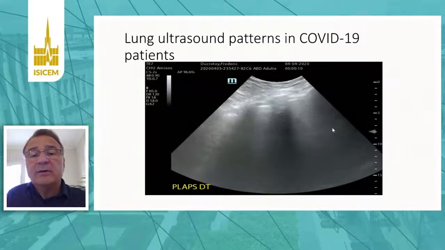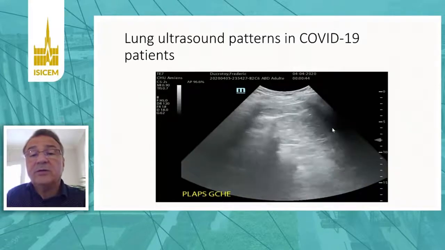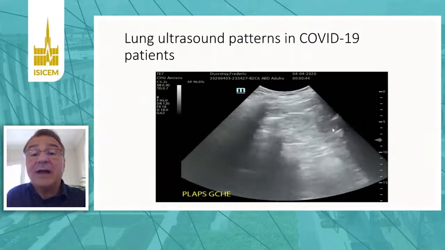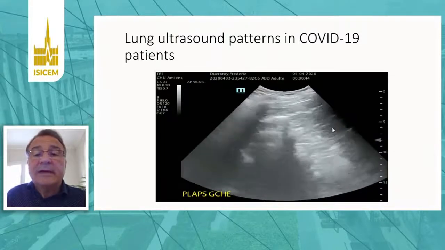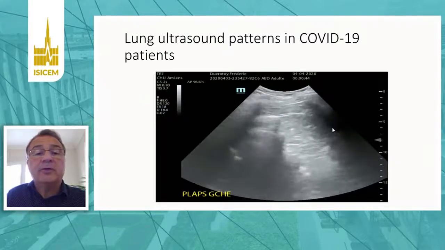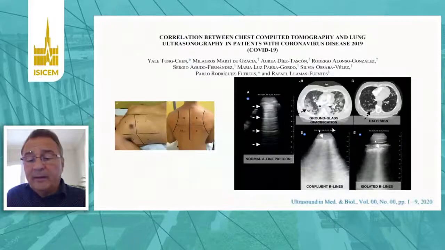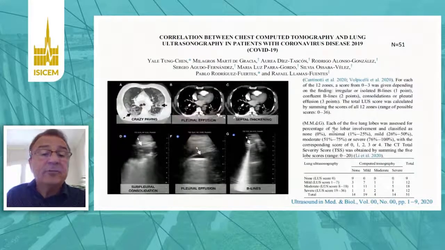And if we look in a posterior position, we usually have no consolidation. Here we are lucky because in another patient we got a big consolidation, and at that time, by using the blue protocol, you know that the patient has pneumonia and not a pulmonary edema. So the main conclusion is that when you have COVID-19 pneumonia, most of the time you have confluent B lines or isolated B lines, sometimes pleural effusion and sometimes a subpleural consolidation.